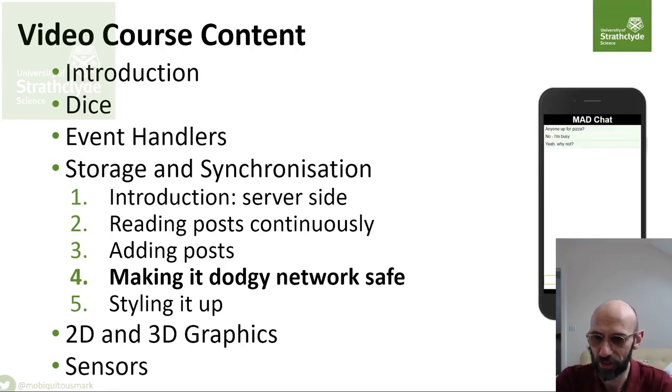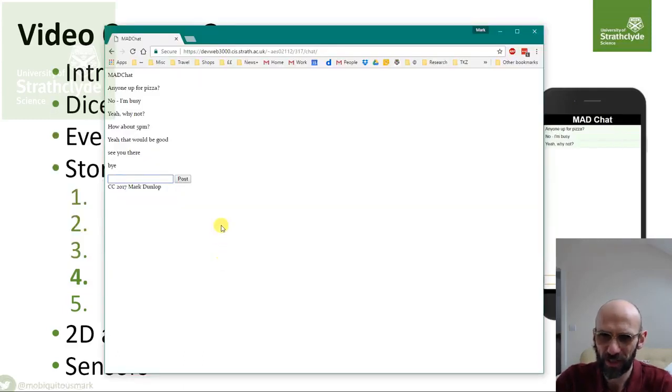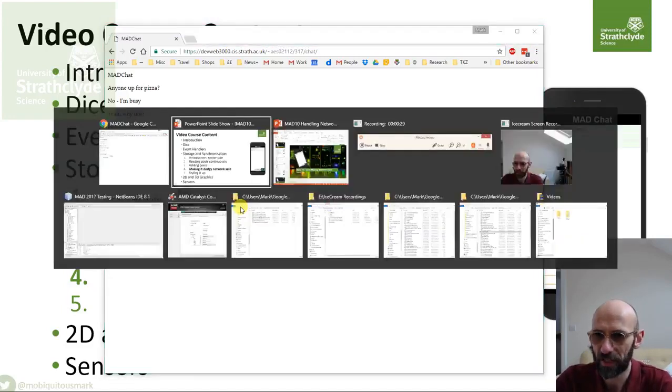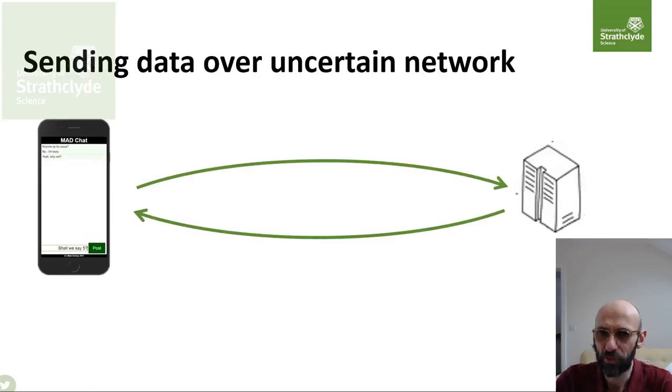Previously, we've looked at the server side, we've looked at reading posts continuously, we've added posts to the server, so we now have a little app. It doesn't look great, but we'll do that in the next video, and we can add messages to this. So add new message, post that, and it appears in the chat. That's grand. Except, what if we lose the data connection?